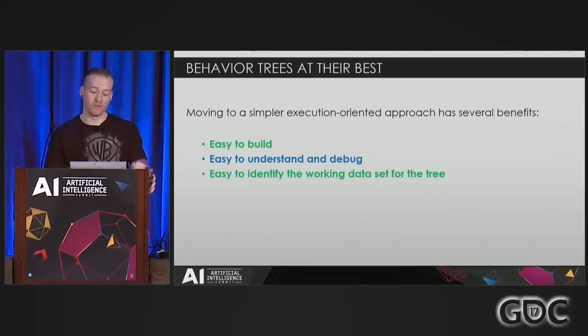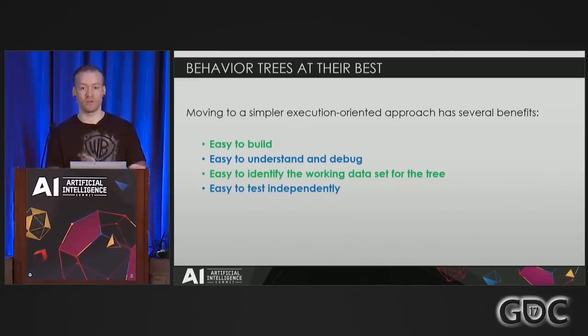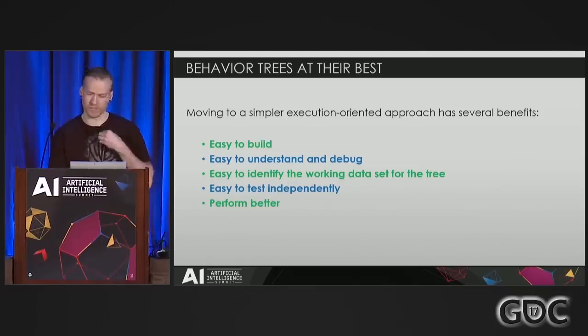It's also easy to identify the working data set. If you want to parallelize your agent updates, it's good to know exactly what data you're using so you can isolate it and avoid race conditions or overriding of data. They're also easy to test independently. If you know your data, you can build a test harness and test just that behavior, asking, does my fight from position behavior work? Don't run the whole AI, just run that behavior and test it out. And they perform better.